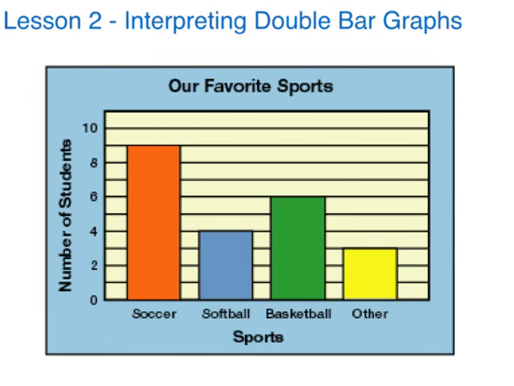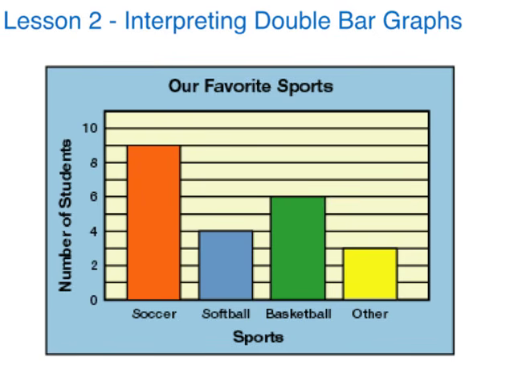Pause the video for a quick moment and just see if you can figure out how many students like each sport. For soccer, we have 9 students, because halfway between 8 and 10 is 9. Softball, we have 4 students. Basketball, 6 students prefer basketball. And for other, there are 3 students.